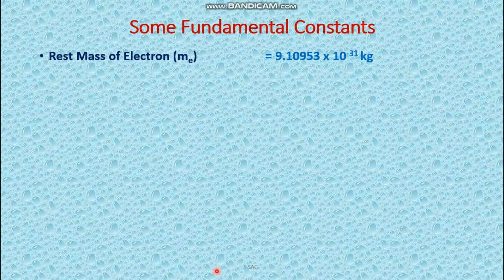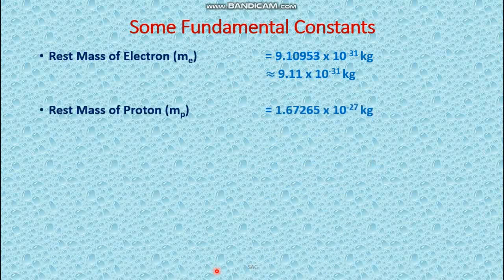Next is rest mass of an electron, that is 9.10953 into 10 to the minus 31 kg. You have to memorize all these things, and the simplified form is 9.11 into 10 to the power minus 31 kg. Rest mass of proton is 1.67265 into 10 to the minus 27 kg, and in short 1.6725 into 10 to the minus 27 kg.